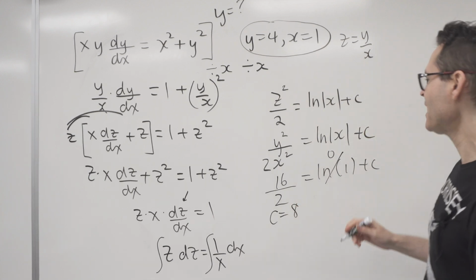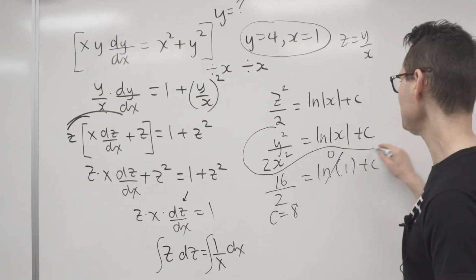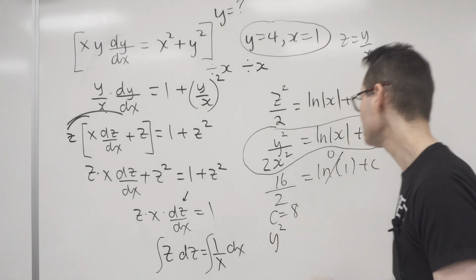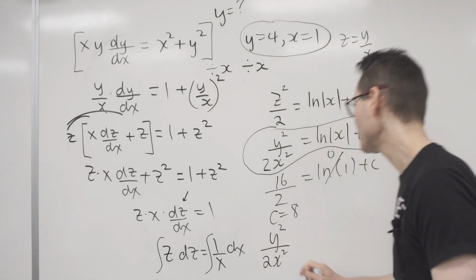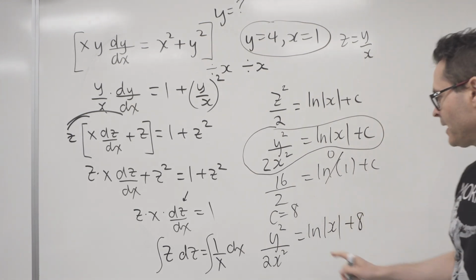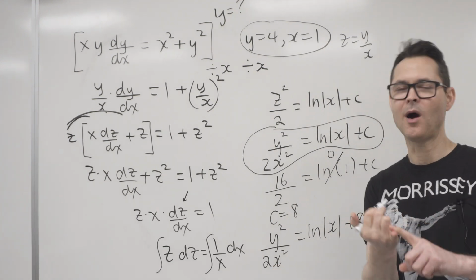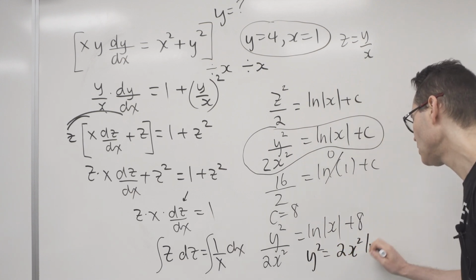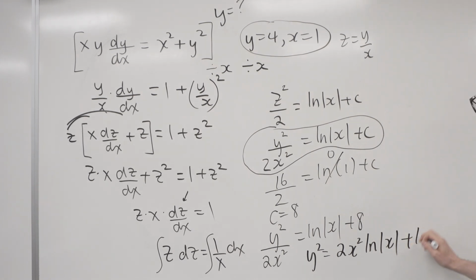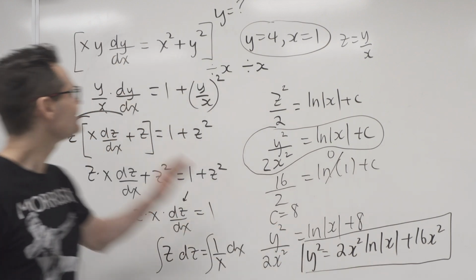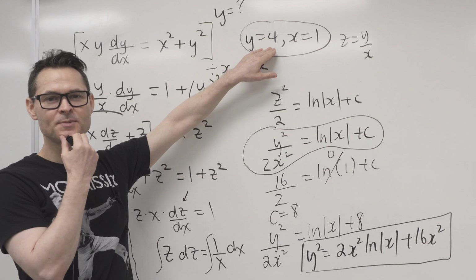Well, this is kind of cool because now what I could do is take this equation that's back in x and y and I can put the 8 where the c is. So that's going to give me y squared over 2x squared equals the ln of x plus 8. And then I could isolate y squared. Often you want to either isolate y or y squared. So here y squared is going to be equal to 2x squared ln of x plus 16x squared. And I'm going to put a box around that. I'm going to take a look at it and see if it makes any sense to me. So this gives us a particular solution to this differential equation for the specific condition.